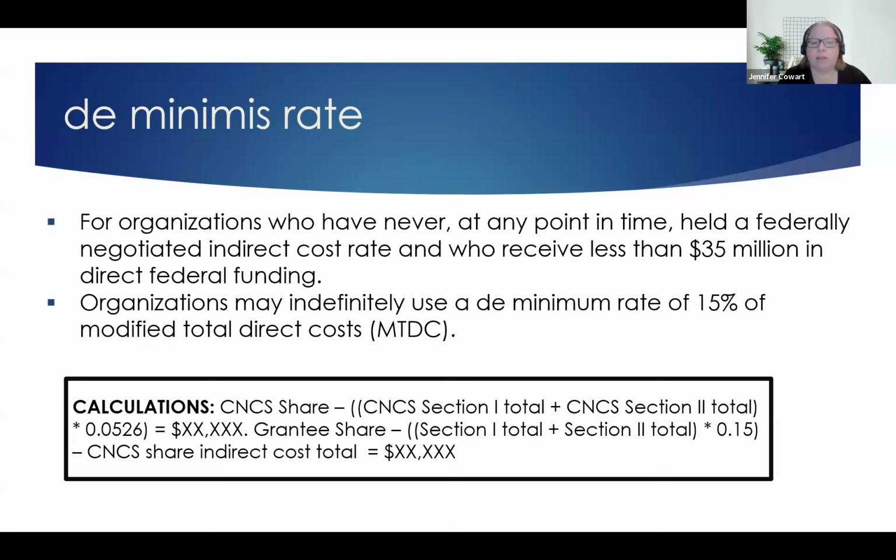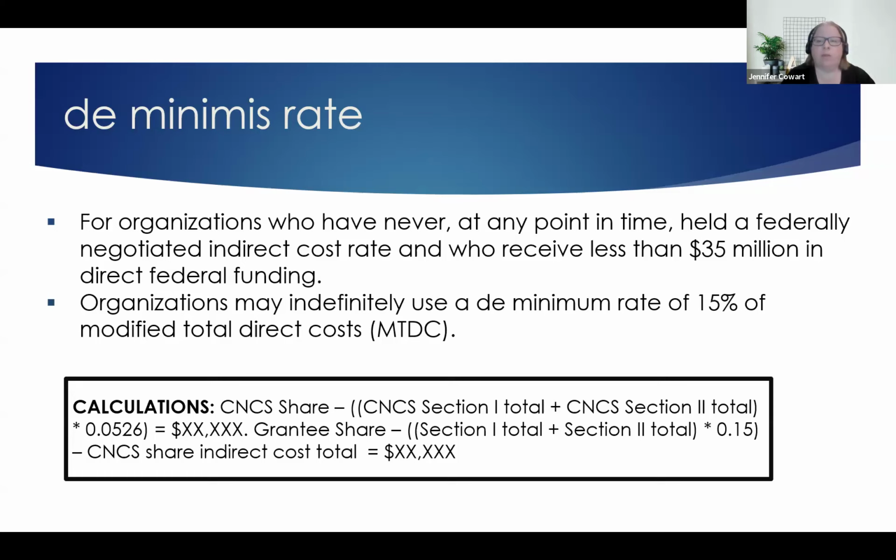This is calculated essentially now, with a rule change that took place last year, the same as the CNCS fixed percentage. So if you're not using the de minimis rate on any other grant, then I wouldn't elect for that. I would go for the CNCS fixed percentage rate, which gives you flexibility on other grants potentially. And again, the calculation piece is listed there for you.